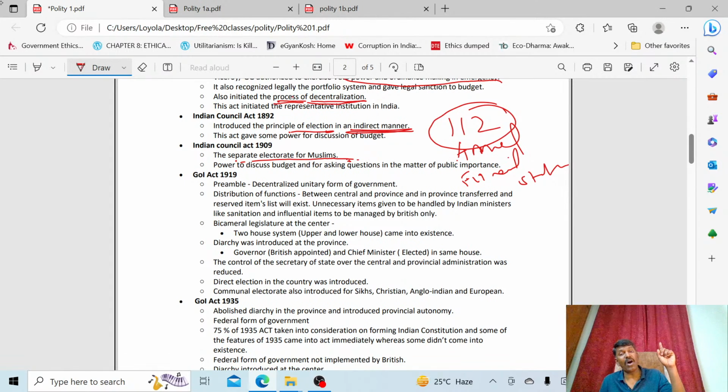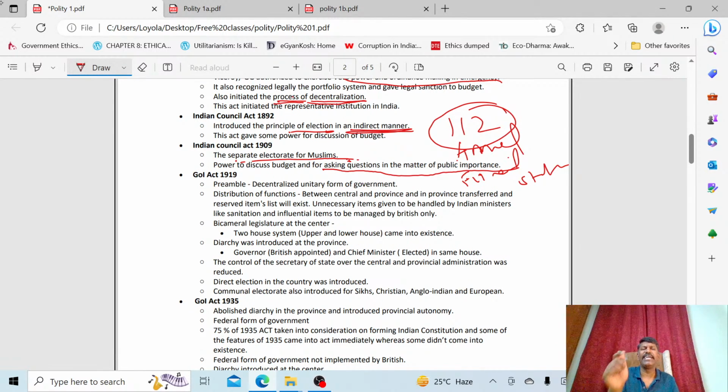And previously they had asked for some power with the help of discussion about the budget; now it was updated into the power not only to discuss but also to ask questions in matters of public importance, slowly inducted in 1909. And the 1919 Council of India Act, the Montagu-Chelmsford Act, is another important thing because it got some kind of preamble.